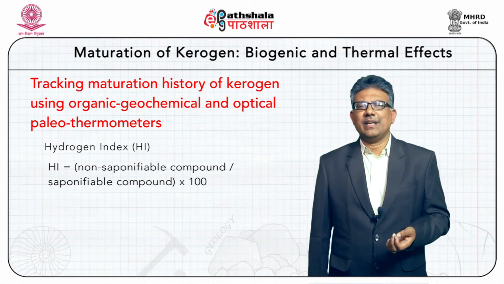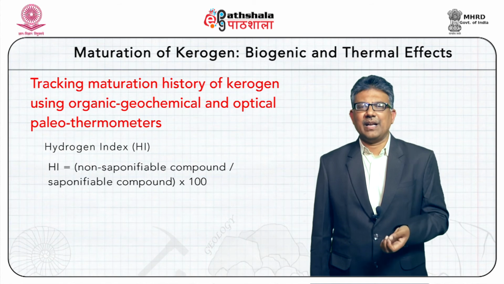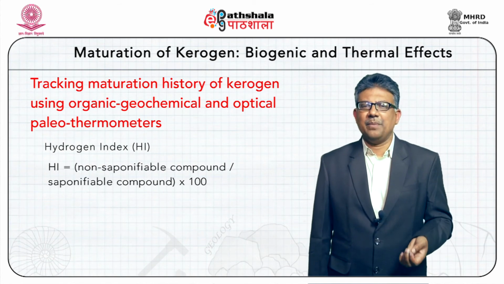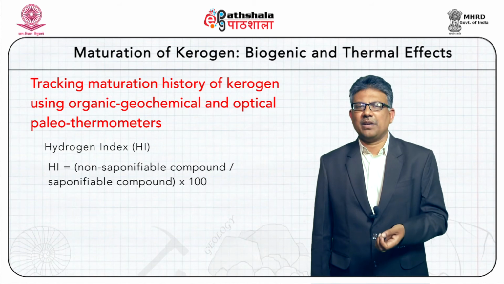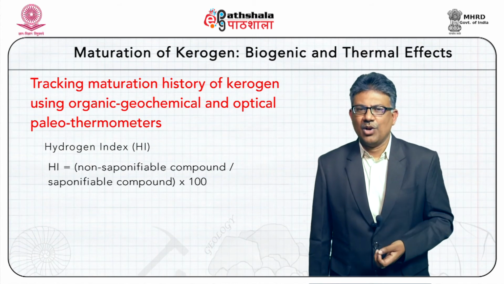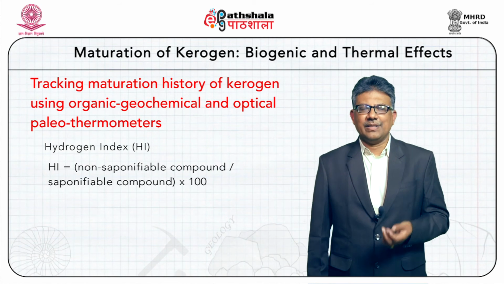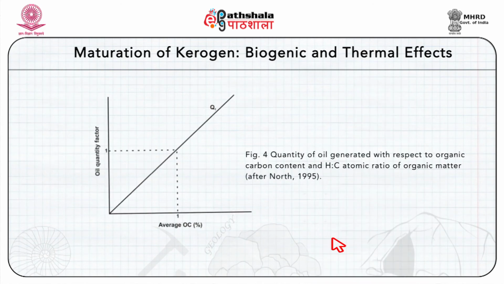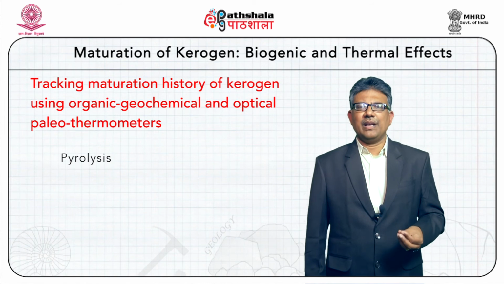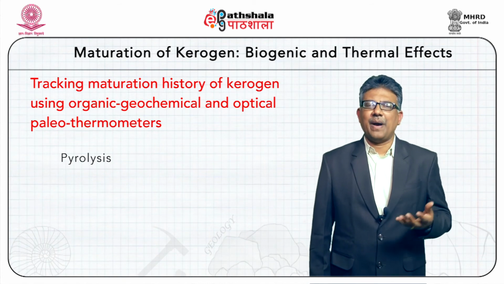It is suggested that the quantity of hydrocarbon generated from any sample generally maintains a linear relationship with the organic matter content of that sample, which is termed the oil quantity factor. This diagram shows the oil quantity factor against the organic carbon content. You can see it is a linear relationship, but when you plot the oil quantity factor with respect to the hydrogen to carbon atomic ratio, it is a non-linear relationship. So, the amount of volatilized carbon in organic matter is identified by pyrolysis.